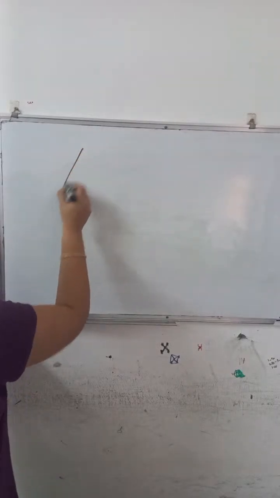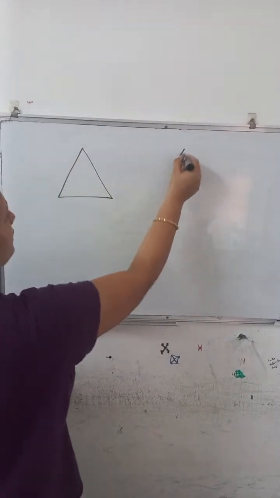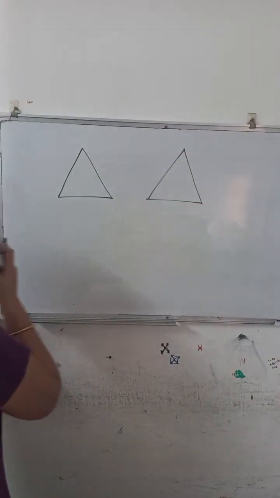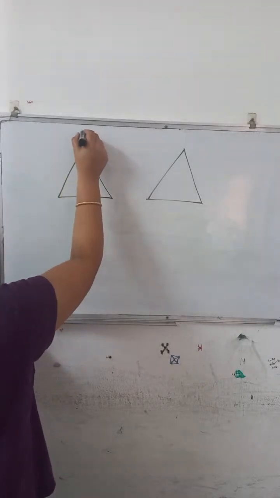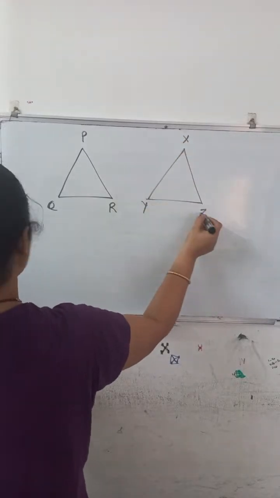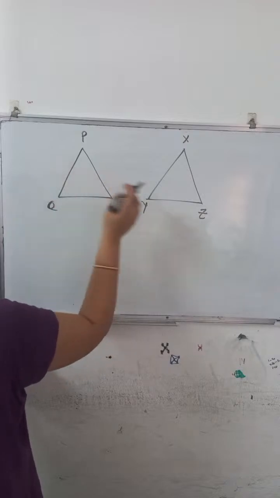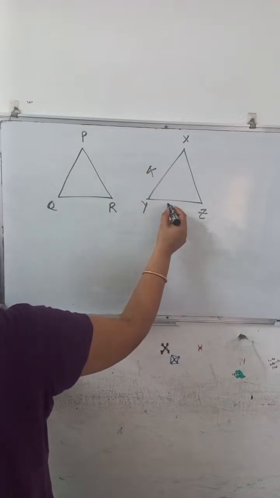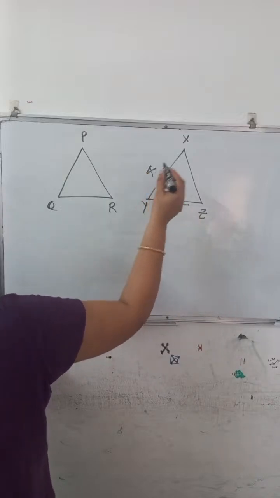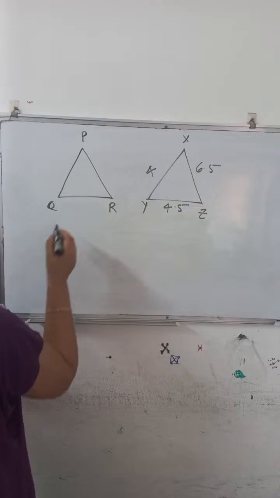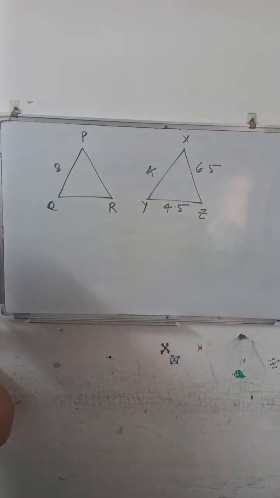Okay, so I will draw the diagram here. Two triangles are given and they are similar. They are similar means their angles are equal and their sides are also in proportion. So I will take PQR, and another triangle XYZ. Here XY is 4 centimeter, YZ is 4.5, and ZX is 6.5. And PQ is 8 centimeter given. Then find the perimeter of PQR.